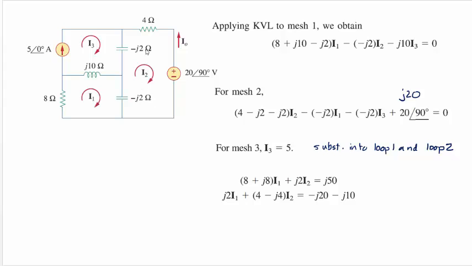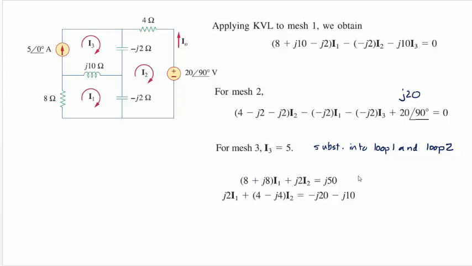We do the same thing for loop number 2. Please note that 20 at an angle of 90 degrees is really J20, so put it in the complex notation so that you can deal with the math. And then for loop 3, we already know it's 5 amps at an angle of 0, so you can substitute that back into the equations from loop 1 and loop 2, and you get these two equations in the end with the unknowns I1 and I2.